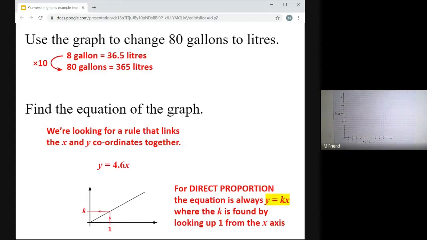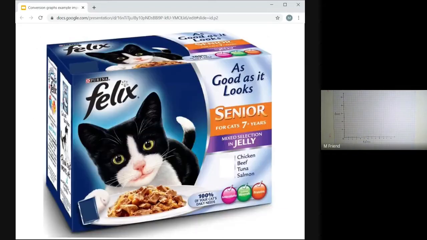Last thing, there's one more question on the sheet that you're going to do, which is like an extra bit at the end, but I'm sure many of you will want to know how to do it. So here's an example coming up of how you would deal with questions like that last one. I'm going to introduce cat food to help us understand it.